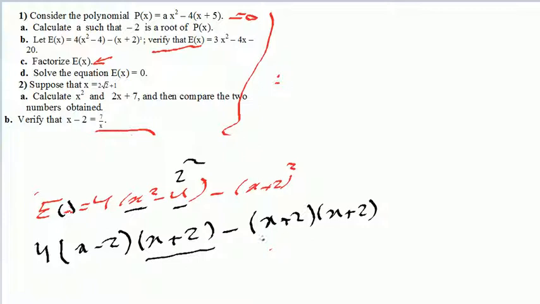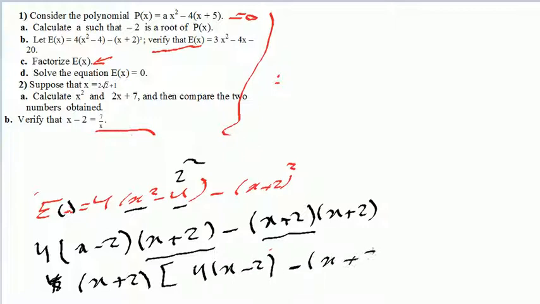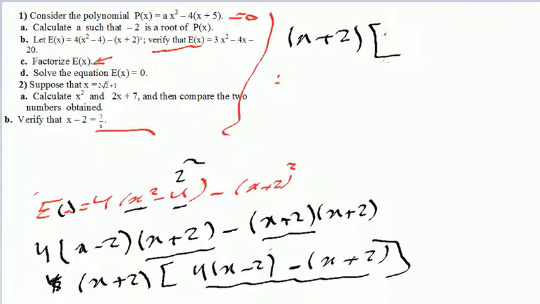Now I have x plus 2, and x plus 2 is a common factor, so it's x plus 2 as the common factor, and inside I will have 4 times x minus 2 minus x plus 2. So now again I have these brackets inside, I have to get rid of them, so I have x plus 2 outside, and inside I will have 4x minus 8 minus x minus 2. So it's equal to x plus 2.